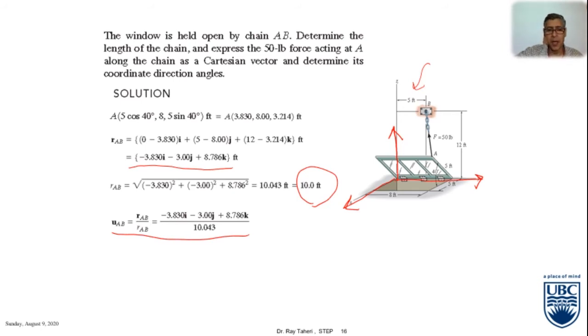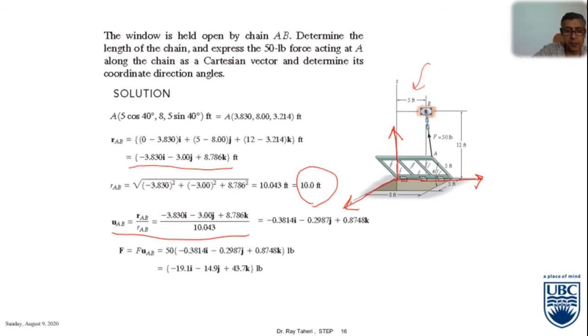And you multiply this by the 50-pound force. So these are x, y, z components, and you multiply them by 50, and eventually you get the x, y, z components of the 50-pound force applied by this chain in the direction of A to B. Again, a very interesting question. When you are learning statics, you do have to have a good sense of geometry and trigonometry. You will develop that set of skills.